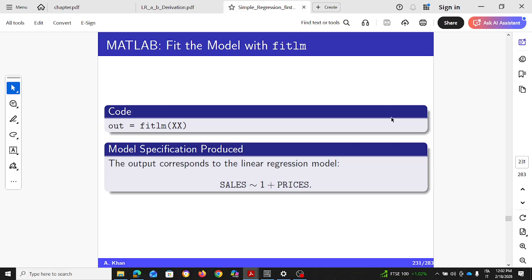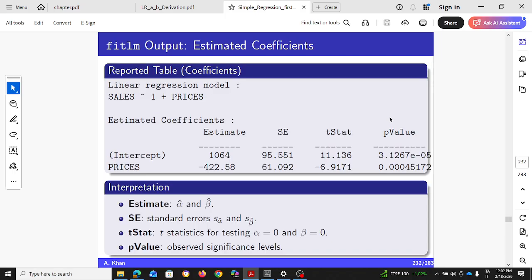Now let's move to prediction. Here these are the results when you put everything in MATLAB. It gives you everything. If you use the function fitlm, the outputs are the estimates, these values we have seen, the t statistic value, the p-value. It gives you everything.